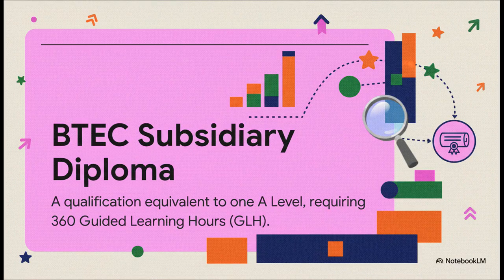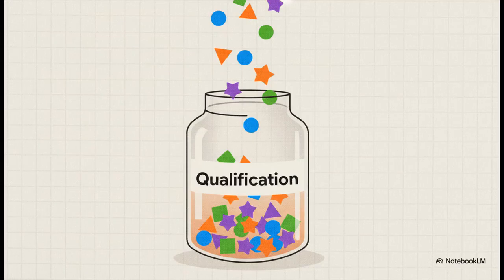Now, this isn't just some small certificate, it's the real deal, equivalent to a full A-level. And the magic number to remember here is 360. That stands for guided learning hours, and it basically tells you the size of the entire qualification. So, I want you to picture this. Your entire BTEC qualification is like this big, empty container. Your mission over your whole course is to fill that container right to the top with points.